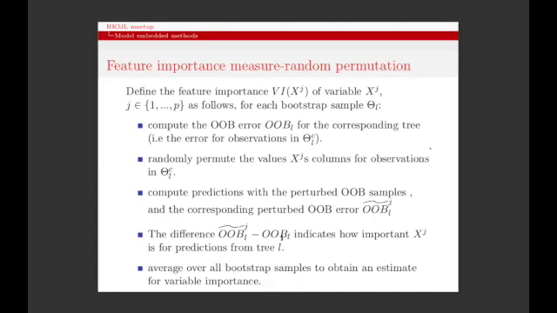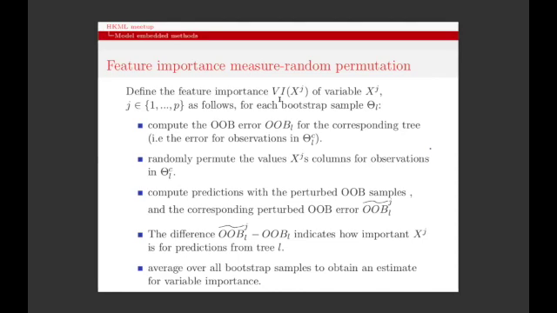Now I'm going to explain how to use out-of-bag error to compute feature importance. The feature importance measure with random permutation is a commonly used way to compute feature importance from random forest. We start by defining the feature importance of the variable xj as follows. So we compute the out-of-bag error for the corresponding tree.